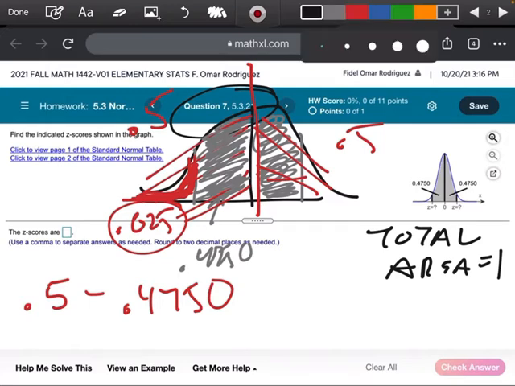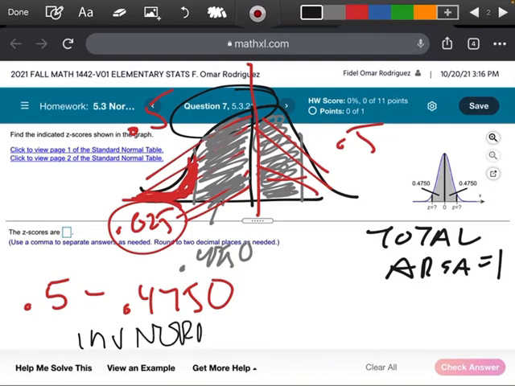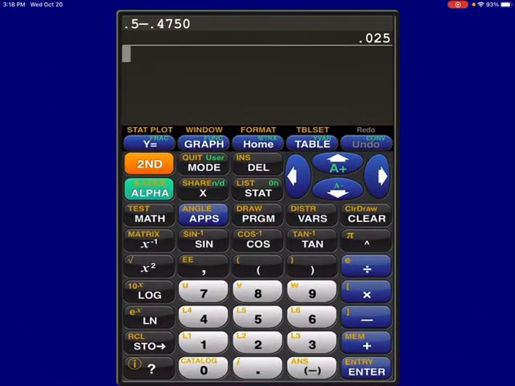Now, again, since my calculator or my table tells me how to find the area to the left, what we're looking for is the z-score. So we're actually going to use something called the inverse norm. The inverse norm tells me, if I know the area to the left, like we do in this case, because we found the area in the red, if that area is 0.025, what is the z value right there?